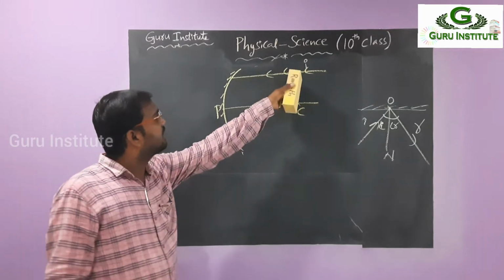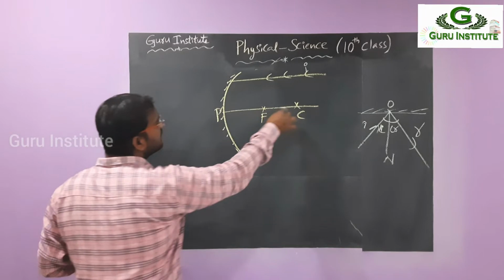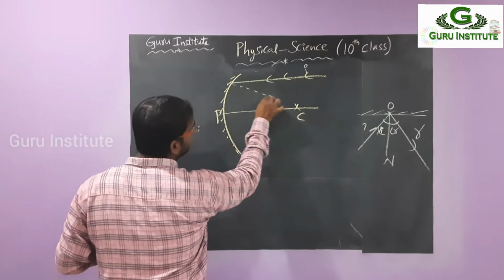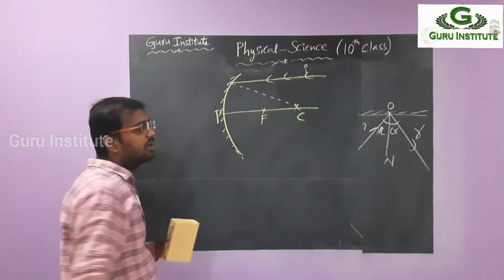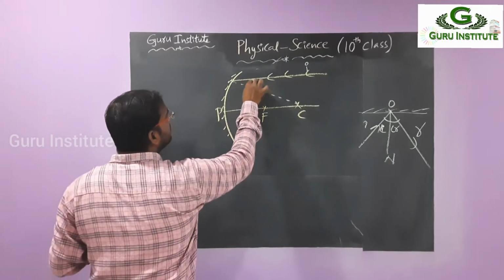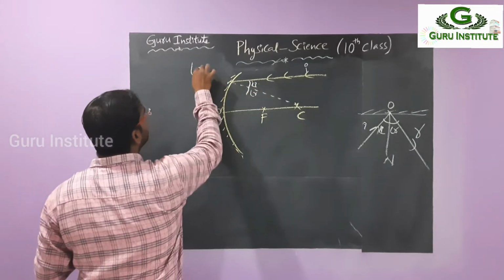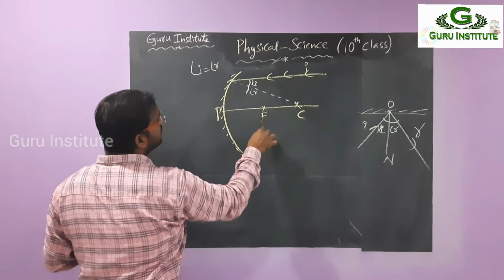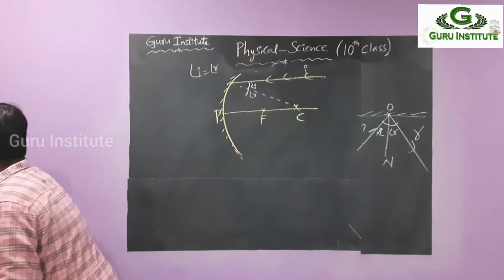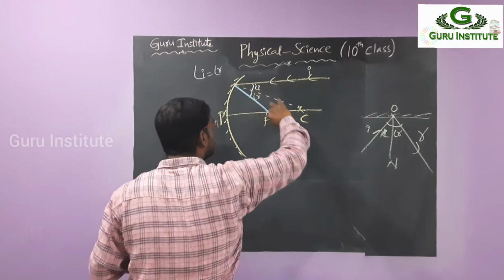Whenever a light ray falls parallel to the principal axis, what is the normal here? The line joining the point to C, the center of curvature, is known as the normal, right? So we measure the angle. This is the angle i. According to Fermat principle, angle i is equal to angle r. Then I draw this, and by using this we get the reflected ray like this.